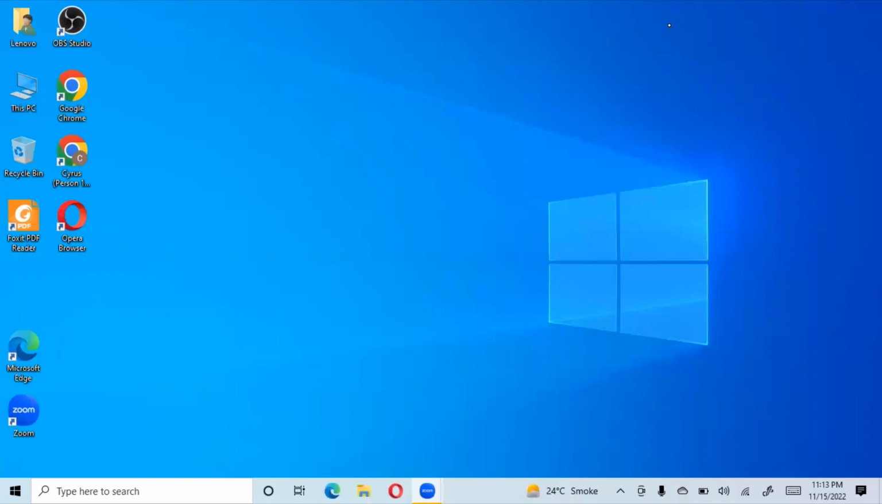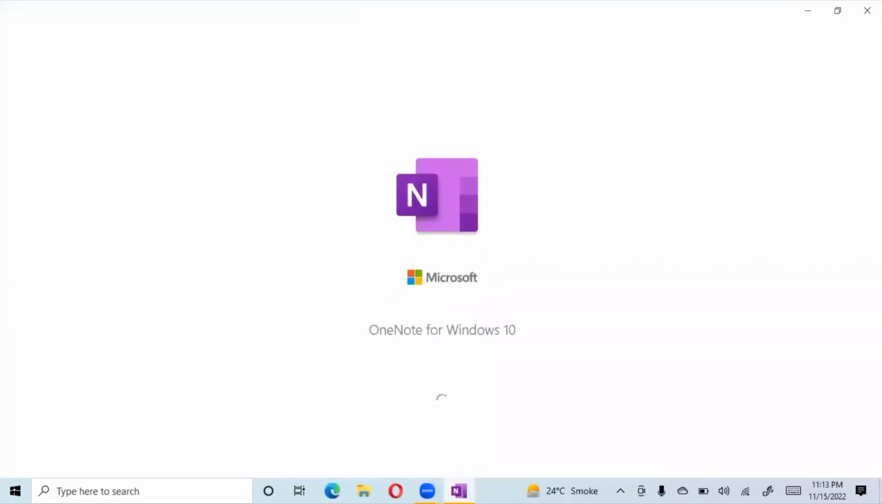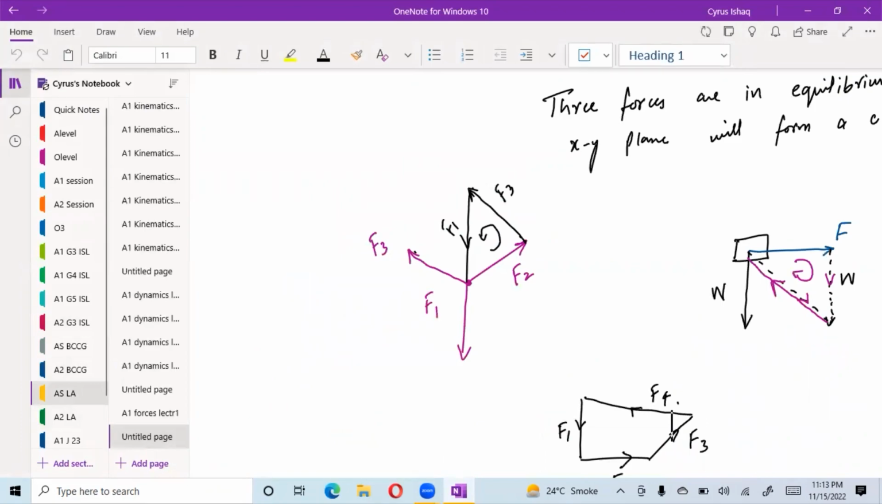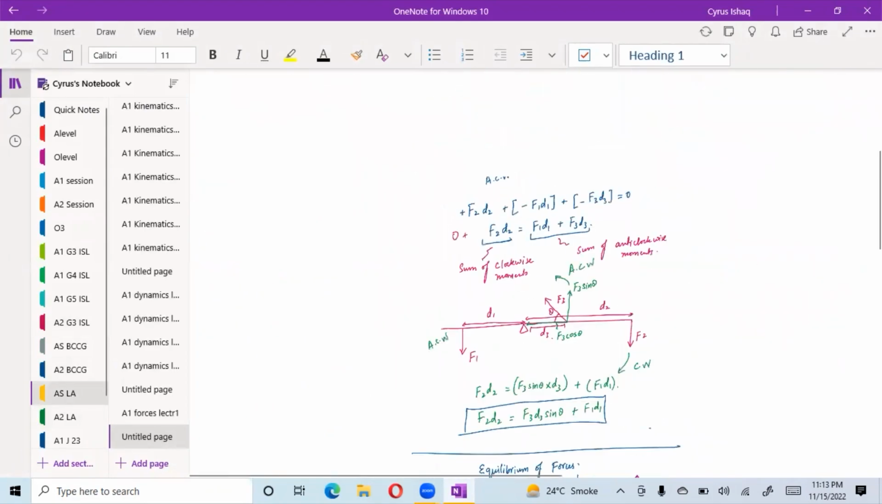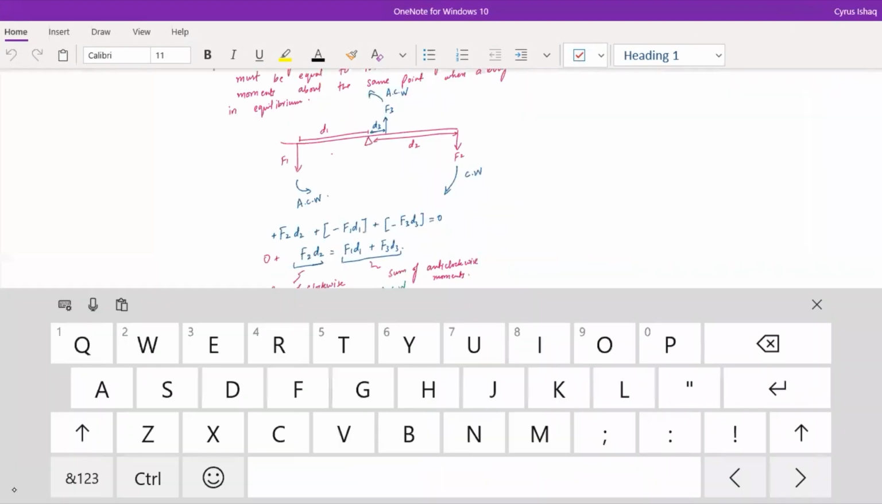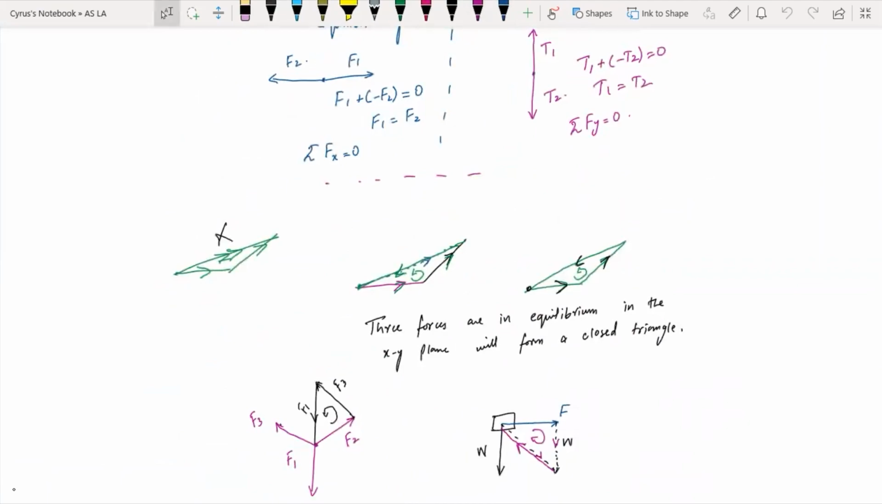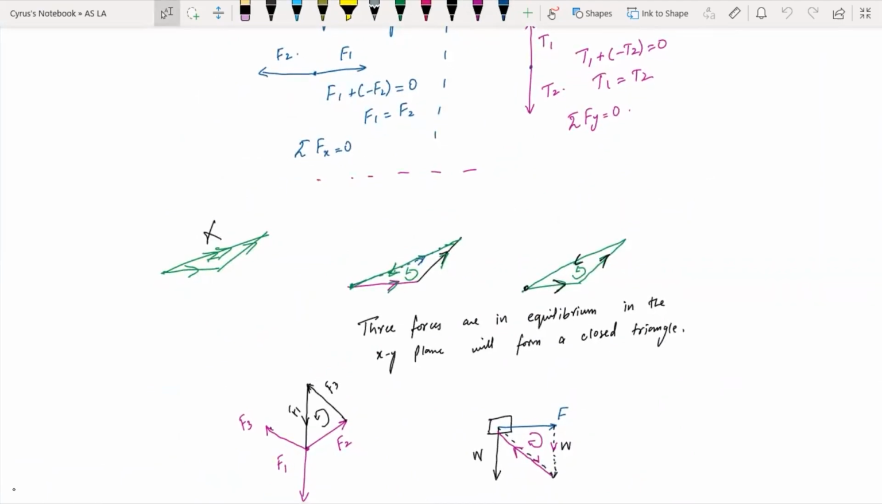We have been discussing forces in the previous lecture, right? Just to give you an idea, what we've been doing so far is that we talked about the equilibrium of forces, and I told you guys that if you have three forces in equilibrium, they are going to form a closed triangle, right? This is what we saw, that it forms a closed triangle.